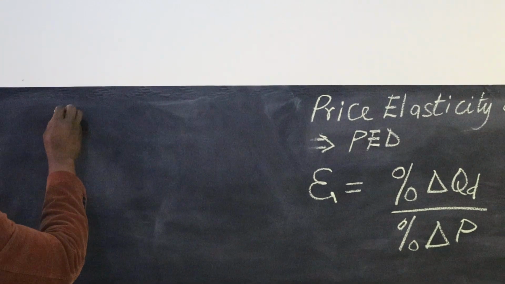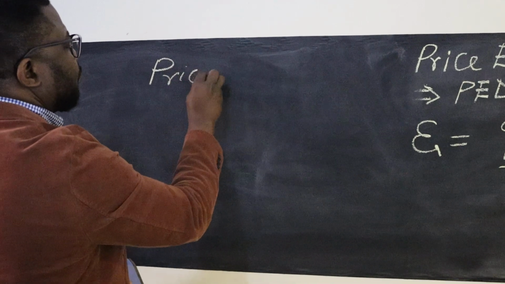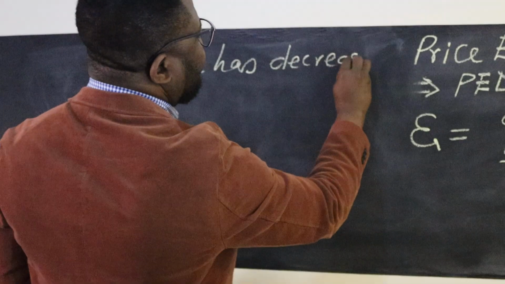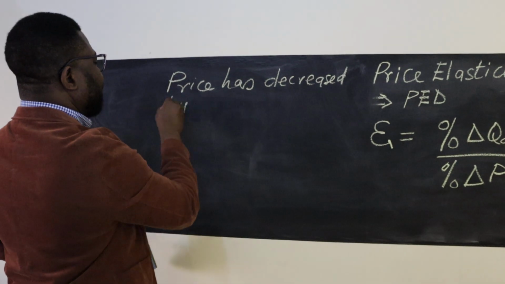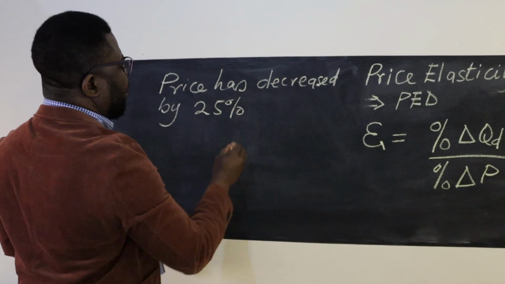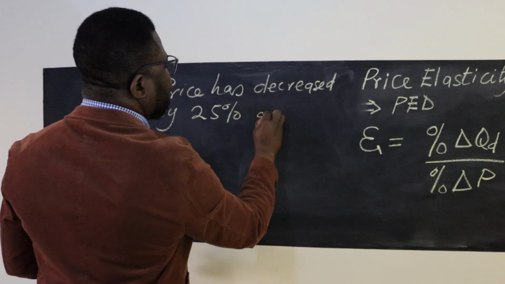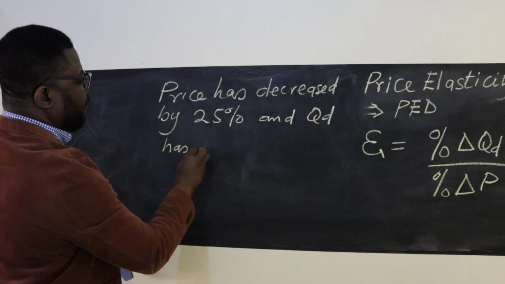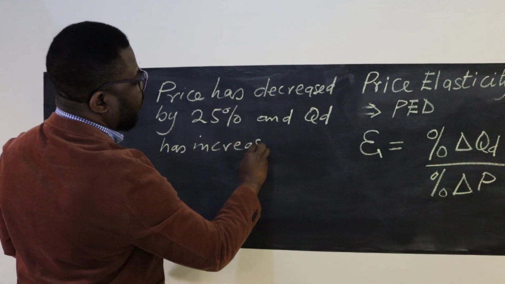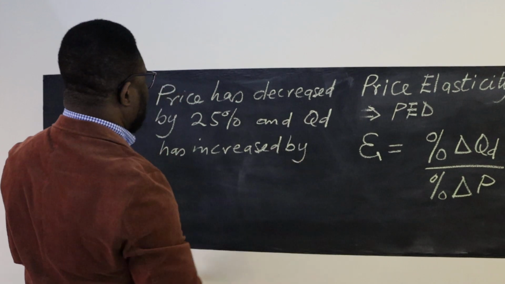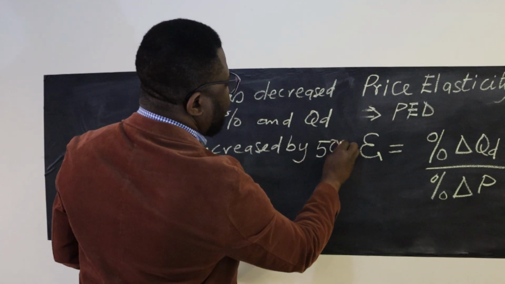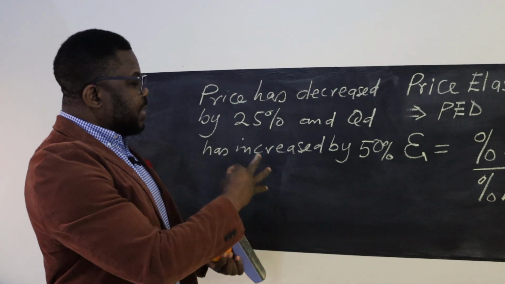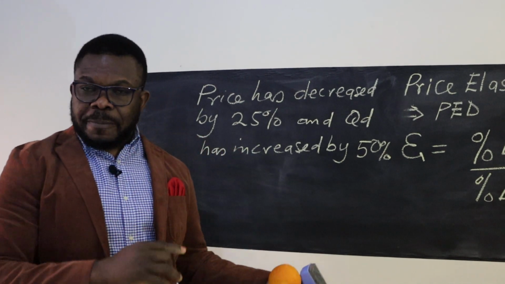Okay, oranges, so oranges price has decreased by 25%. And what happened? Well, quantity demanded has increased by 50%. We know that if the price of a good goes down, the quantity demanded will increase as well. So that's what is happening right now.